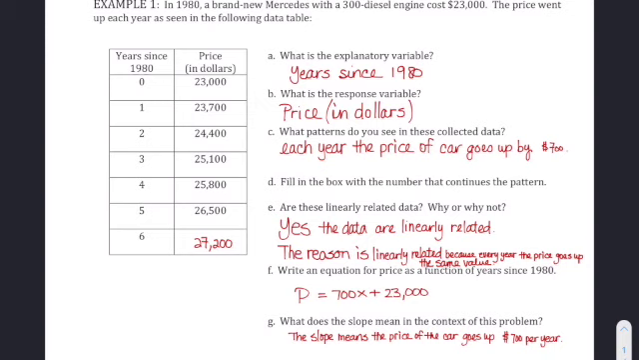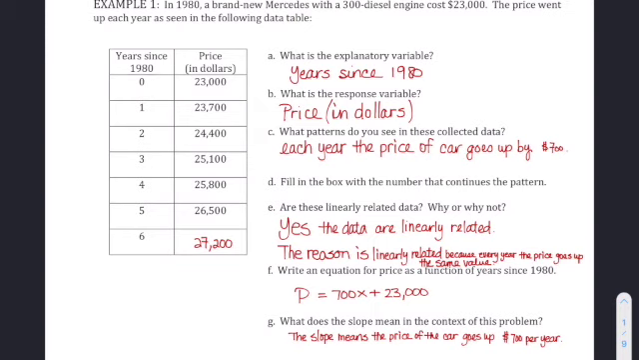What's the explanatory variable? That is the x value, the variable right here. The next one, the response variable, is the y, which is the price. Then, what pattern do you see in the collected data? If you check the data, it is increasing by 700 every single year. So for letter C, each year the price of the car goes up by $700.